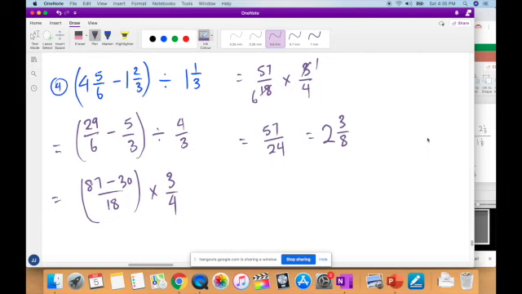Did you all get this answer? No. What was the answer you got? 3 and 11 over 12. How did you get that, Caitlin? What did you get? I got 2 and 3 over 8. Alright, lovely. How did you get 3 and 11 over 12, young lady?